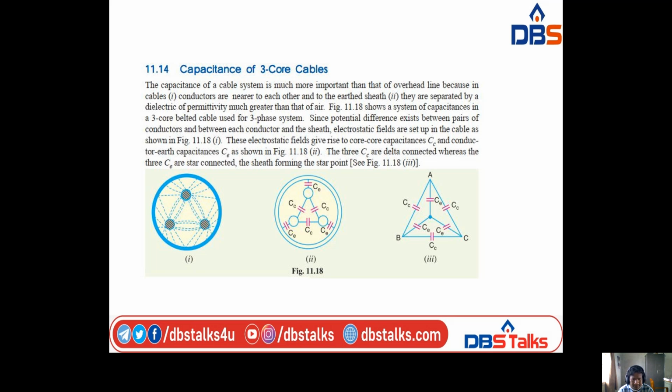Now the 3 CC are in delta connection, whereas the 3 CE are in star connection. Look at the figure clearly. The 3 core-to-core capacitances act as a delta connection, and the 3 core-to-earth capacitances act as a star connection. So core-to-core capacitance forms a delta, and core-to-earth capacitance forms a star.